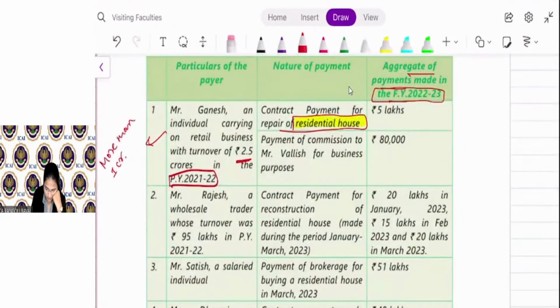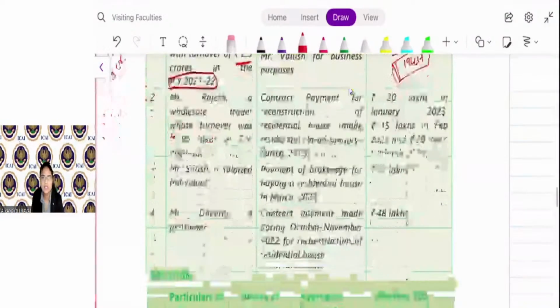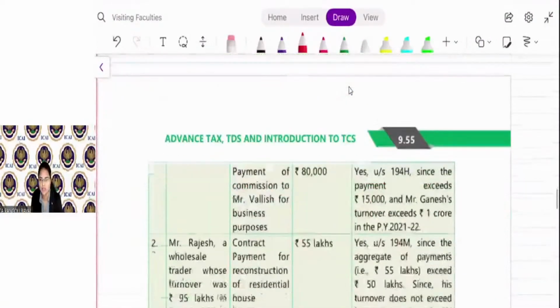Payment of commission to Mr. Villas for business purpose, 80,000. See, here his turnover in the last year is more than 1 crore. So section 194H is applicable, and TDS is required to be deducted under section 194H. Why? Under section 194H, the threshold limit given is 15,000. Here the commission payment is more than 15,000. It is 80,000. So here section 194H is applicable and TDS is required to be deducted under section 194H.